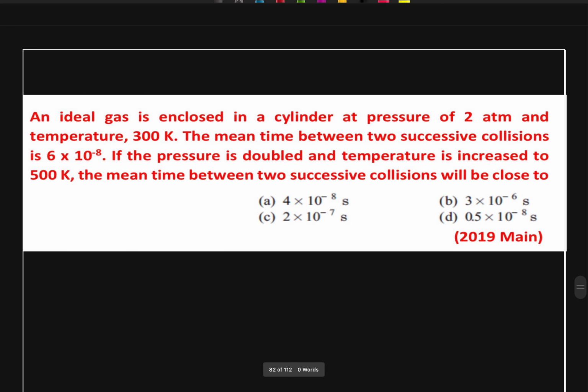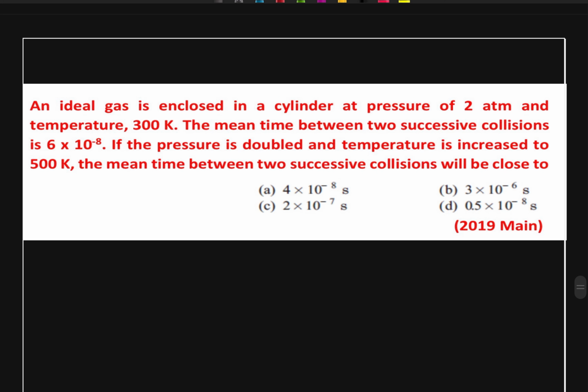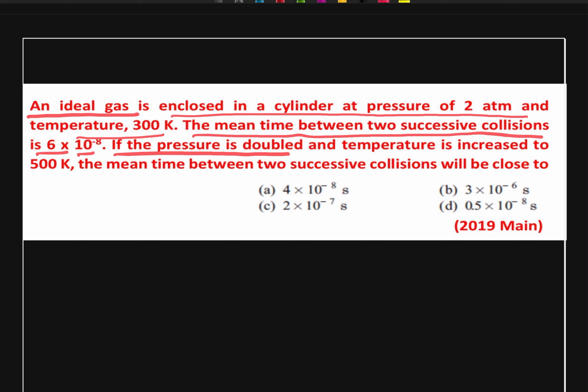It states that an ideal gas is enclosed in a cylinder at pressure 2 atm and temperature 300 Kelvin. The mean time between two successive collisions is 6 into 10 to the power minus 8. If the pressure is doubled and temperature is increased to 500 Kelvin, the mean time between two successive collisions will be close to?